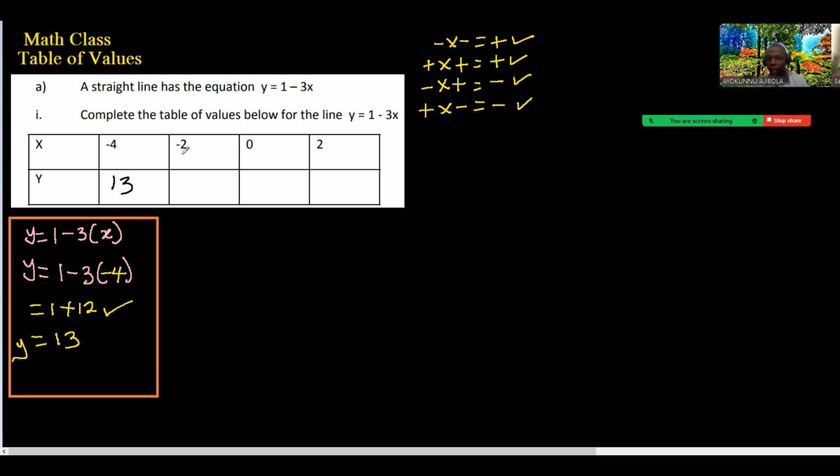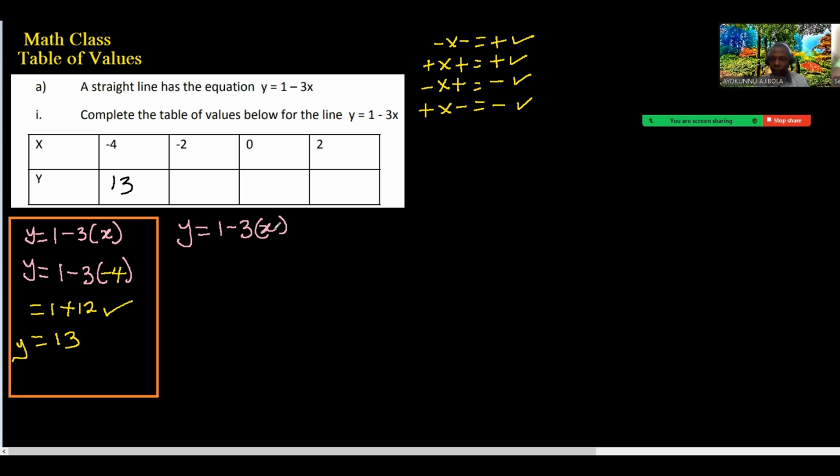Now, for the next, what is the next value of x? We have used minus 4. What's the next value on the table? Look at the table. -2. Minus 2. So we're going to use the same equation again: y equal to 1 minus 3x.